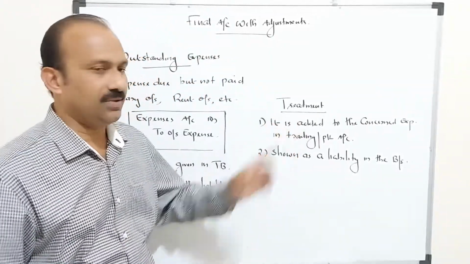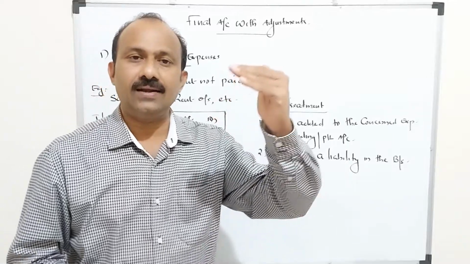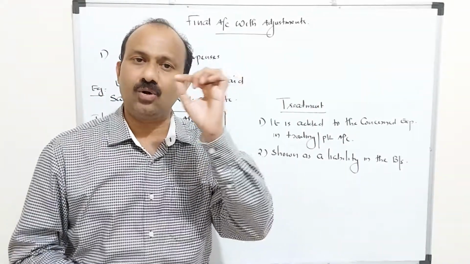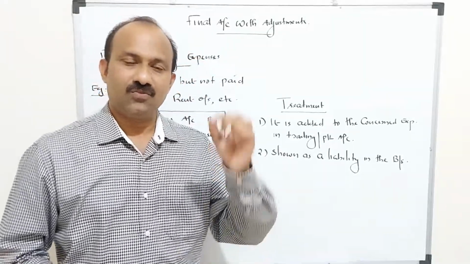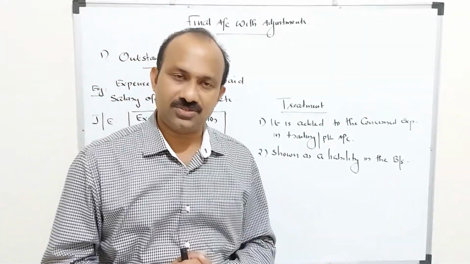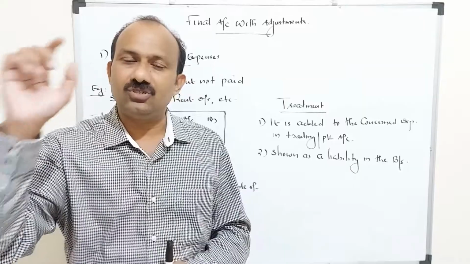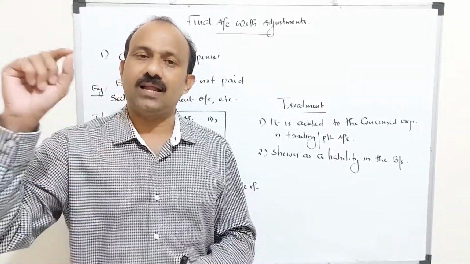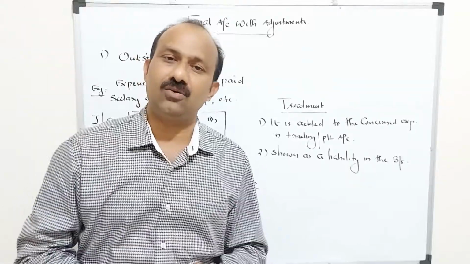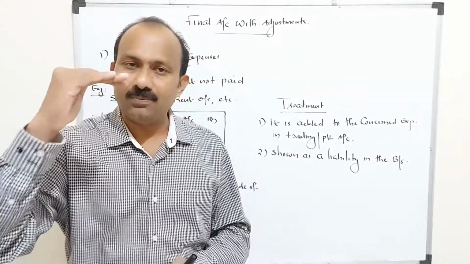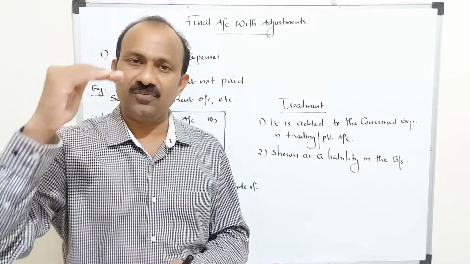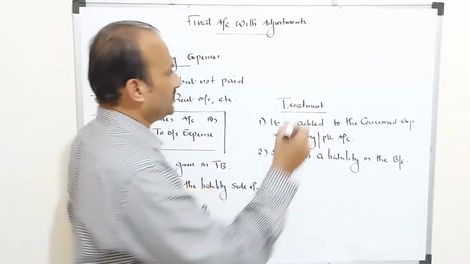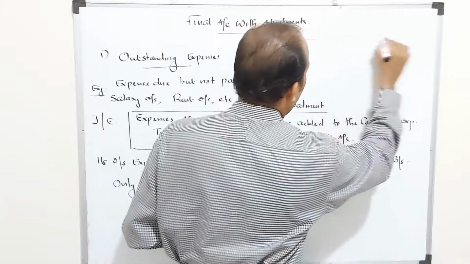First treatment will be, it is added to the concerned expenses in the trading or profit and loss account. For example, in the trial balance, salary 10,000 already given. Adjustment is saying 1,000 salary is not paid. That means outstanding. What you will do? While preparing the profit and loss account, you will write salary. If it is in the profit and loss account, it will come like this.